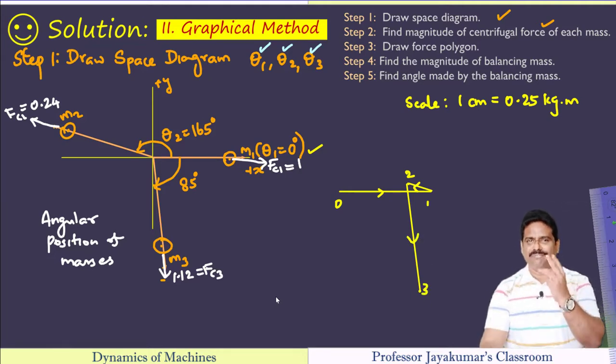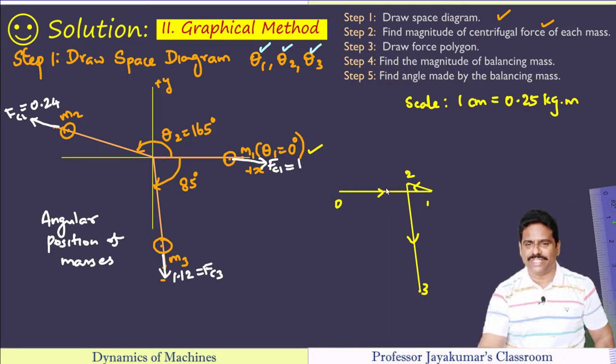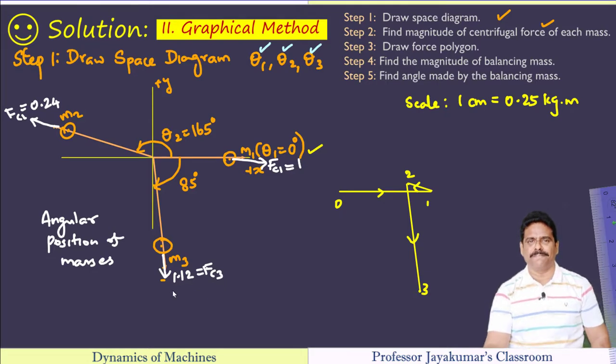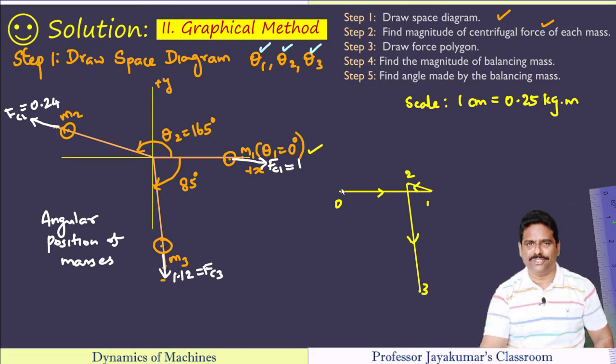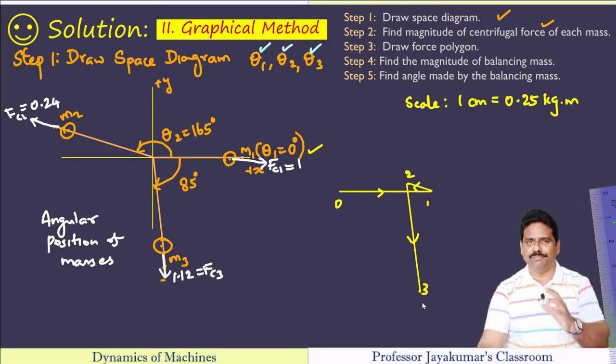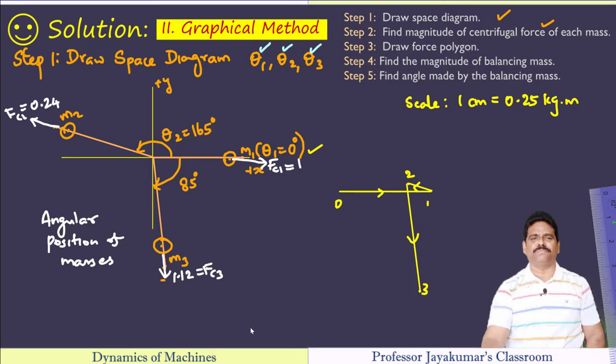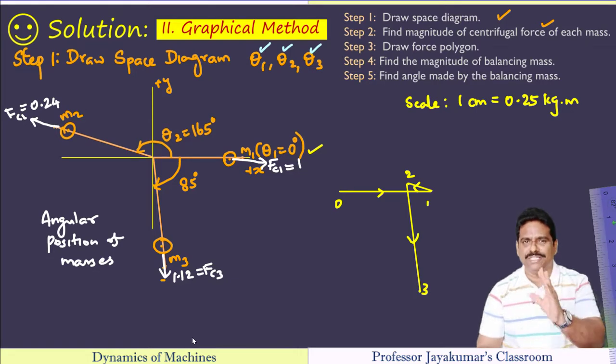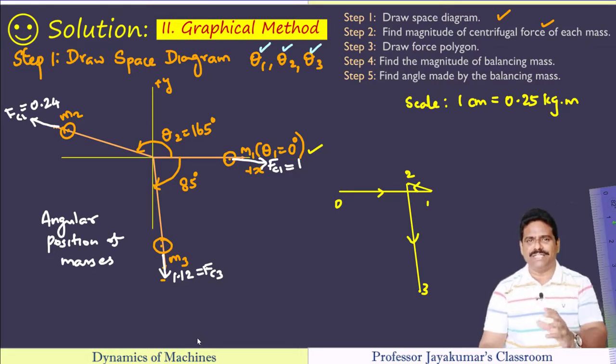So how many masses we have? 3 masses. How many forces? 3 forces. We got 3 vectors. 1, 2, 3. Where we have started? At O. Where we have ended? At 3. Is this force polygon closed? No, not closed. When force polygon is not closed, what it means? It means that we have some unbalanced, out of balance force.